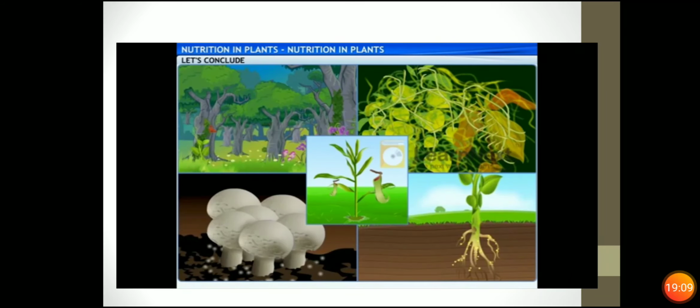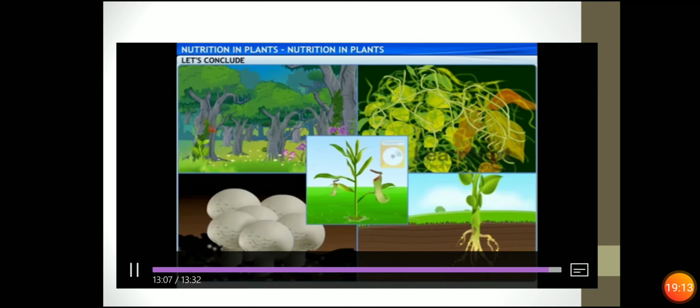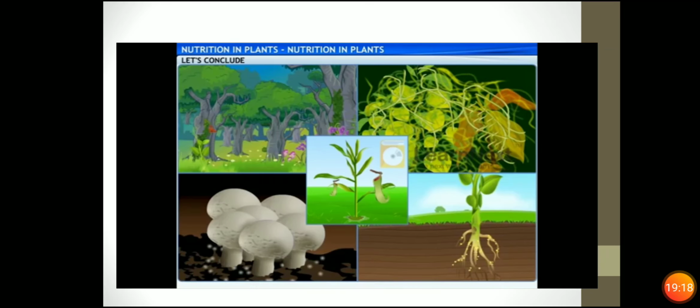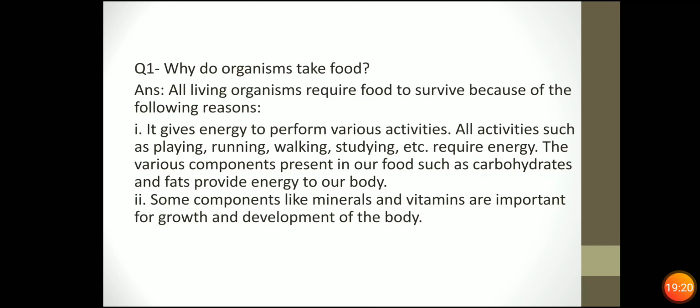Congratulations! You have successfully completed this lesson on nutrition in plants. I hope this is clear to you. That is nutrition in plants. Now we will move over to the NCERT exercise.